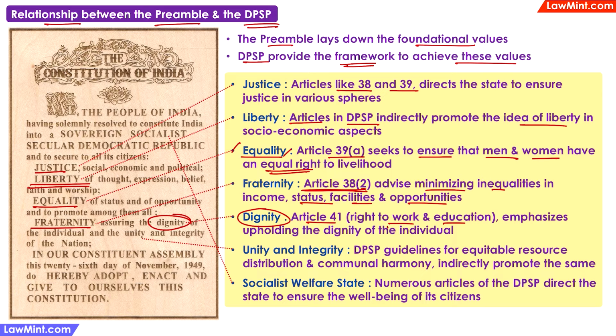The preamble underlines the unity and integrity of the nation, and the directive principles through guidelines for equitable resource distribution and communal harmony indirectly promote the same. The preamble's objective of establishing a welfare state is reflected in the numerous articles of the directive principles which direct the state to ensure the well-being of its citizens.